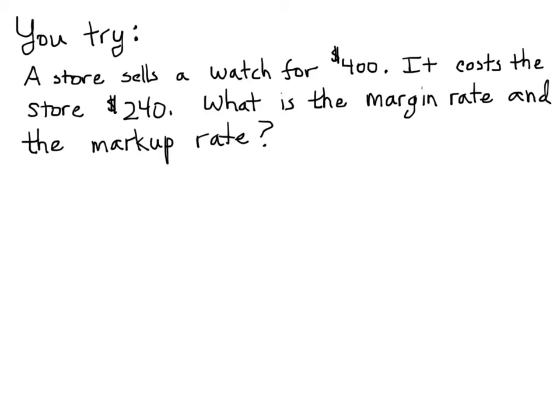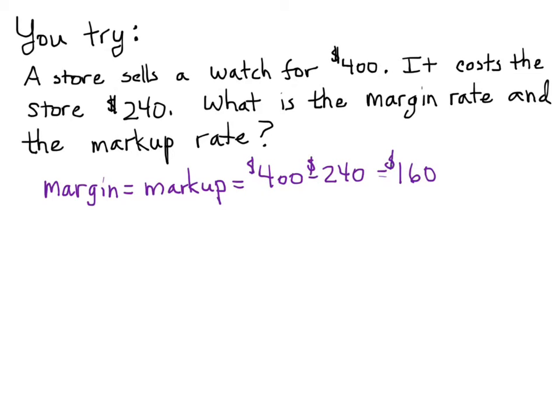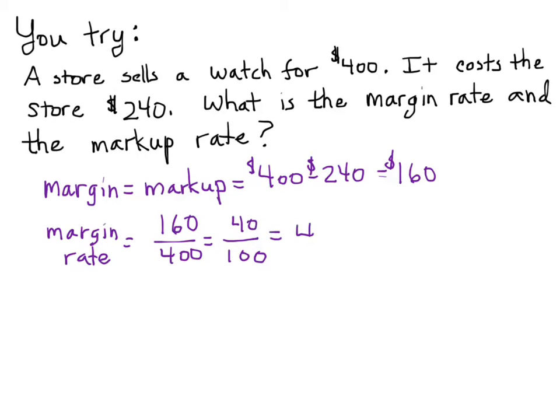Take a look at a solution here. Okay, so what's the solution here? All right, the margin and the markup in terms of dollars is exactly the same. It's 400 minus 240, which is $160 margin or markup. This is a fixed number, okay? So we look at a rate. The margin rate is the margin divided by the price, and so we get a 40% margin.